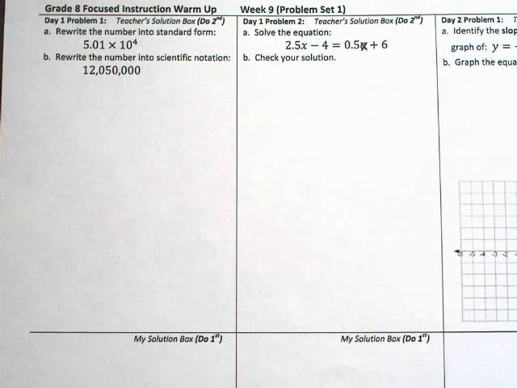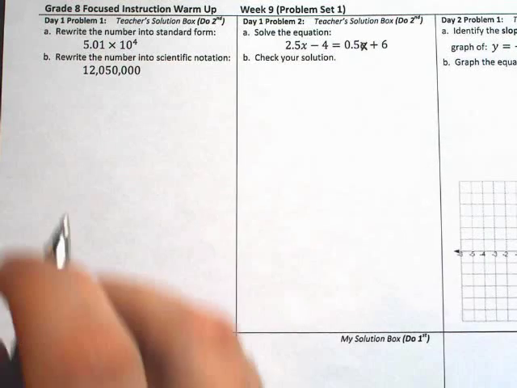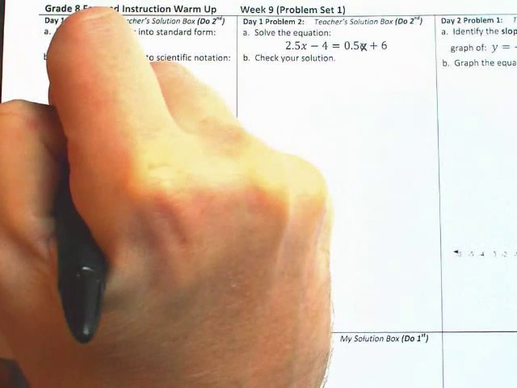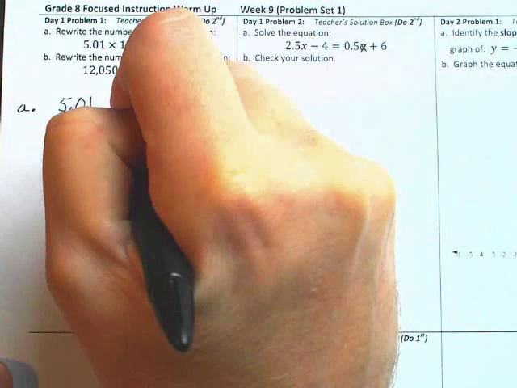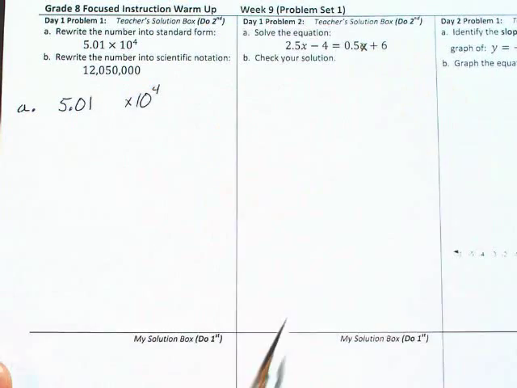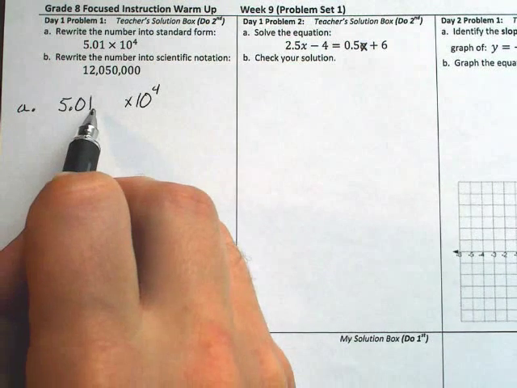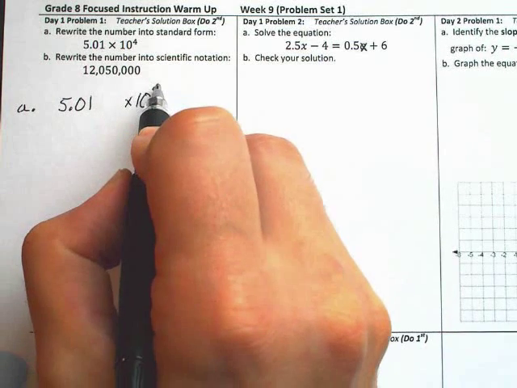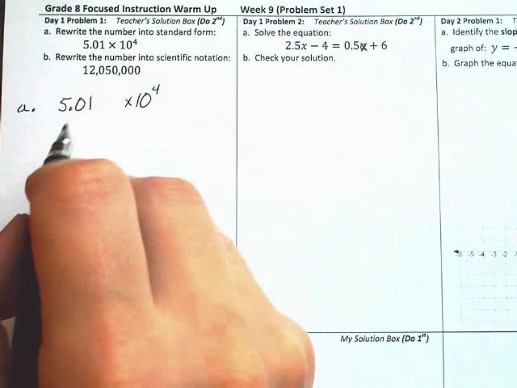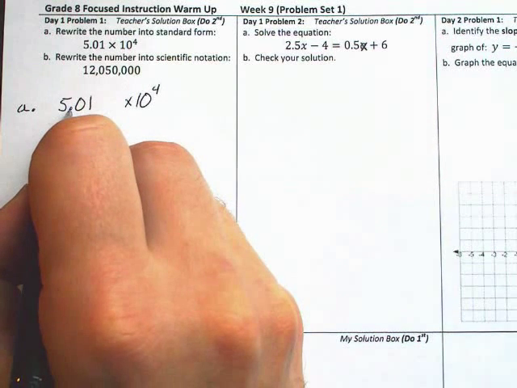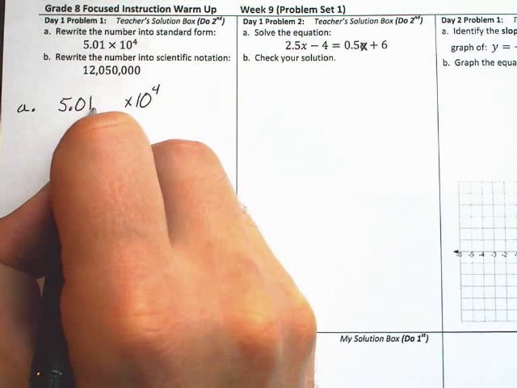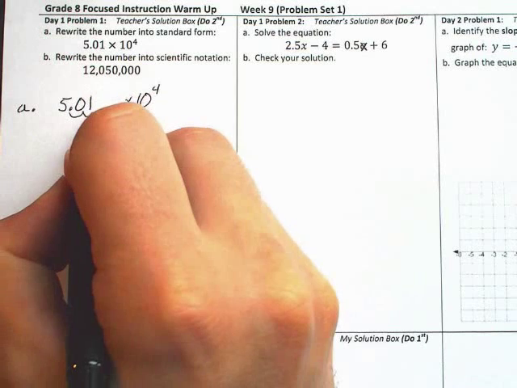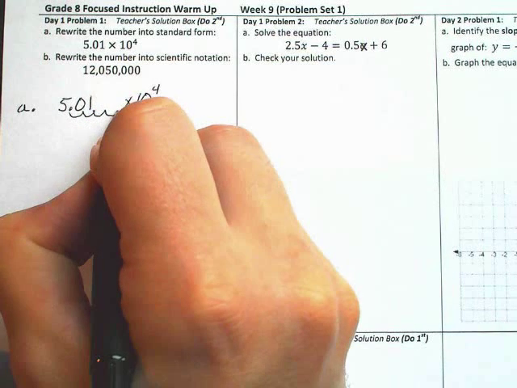Day 1, Problem 1. Part A, rewrite the number into standard form. I'm going to copy down that number, 5.01 times 10 to the fourth power. Reason I left a little bit of space here is because I'm thinking ahead of what's going to happen when I make this conversion. If the exponent on the 10 is positive 4, that is going to mean to move the decimal point to the right 4 spots, and I wanted to leave some space in there for some placeholder zeros. 1, 2, 3, 4.